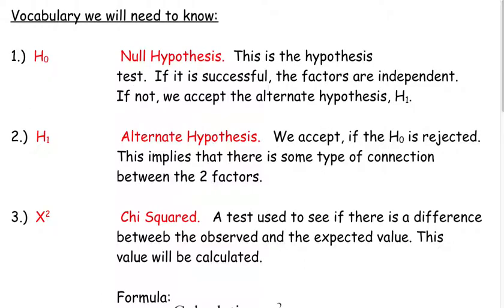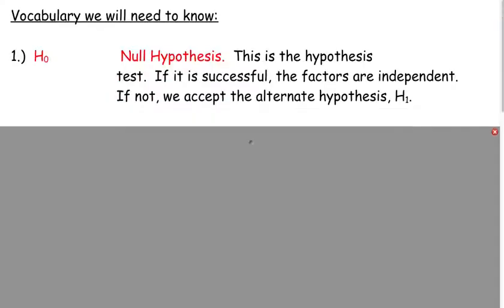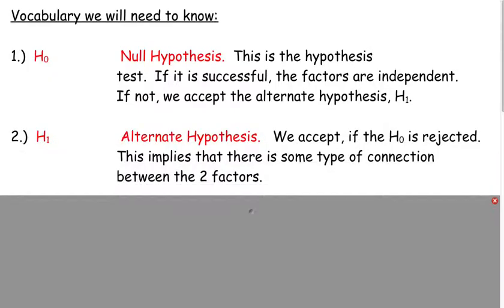Here is some vocabulary that you're going to need, and I would say these I probably would write down. So number one, this might look familiar to you if you've had a science class. H0 is the null hypothesis, it's called. This is the hypothesis test. If it is successful, the factors are considered independent of each other. If not, we accept the alternative hypothesis, H1, which we call the alternative hypothesis. We accept it if H0 is rejected, so the null hypothesis is rejected, this implies there's some kind of connection between the two variables, the two factors.